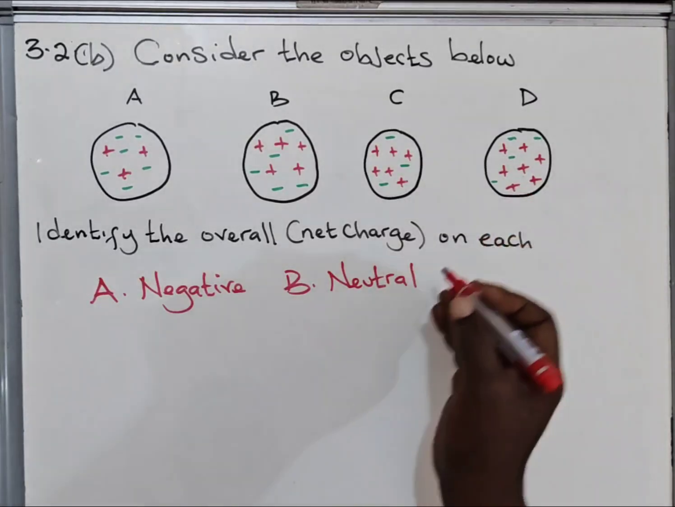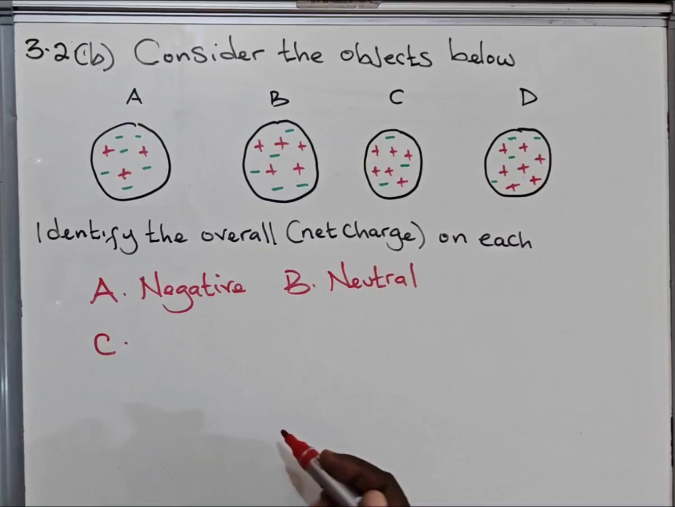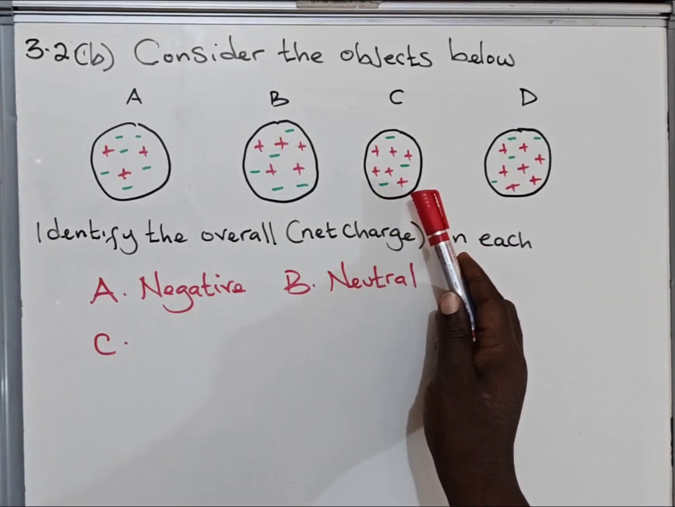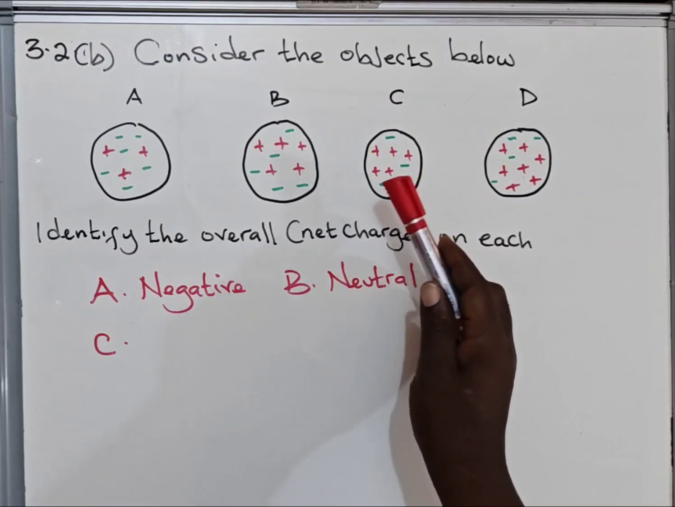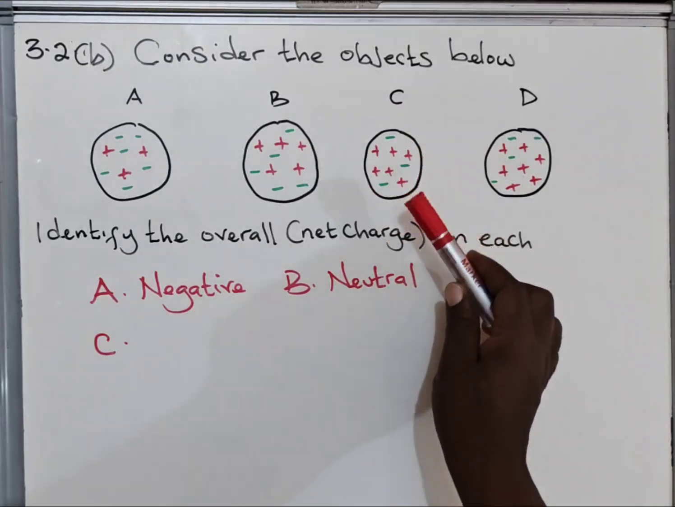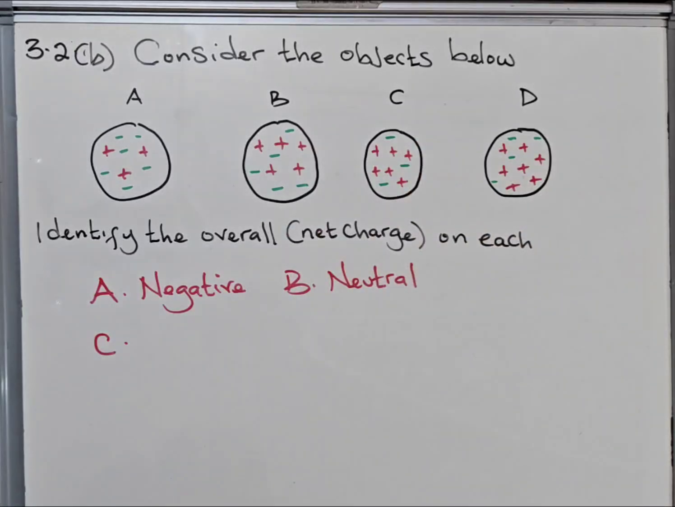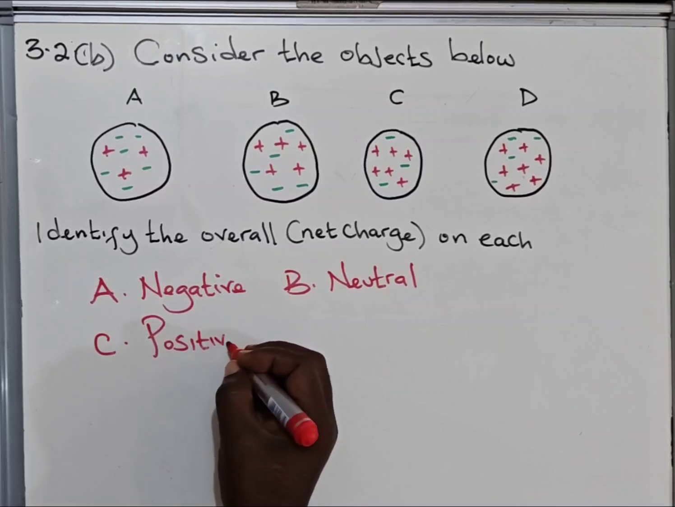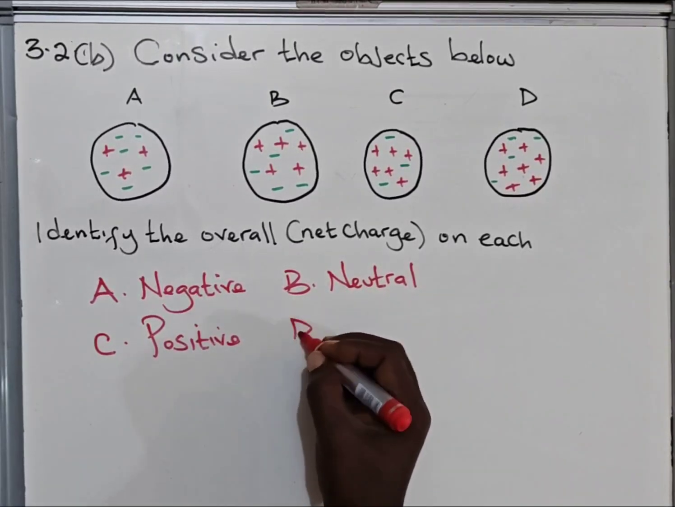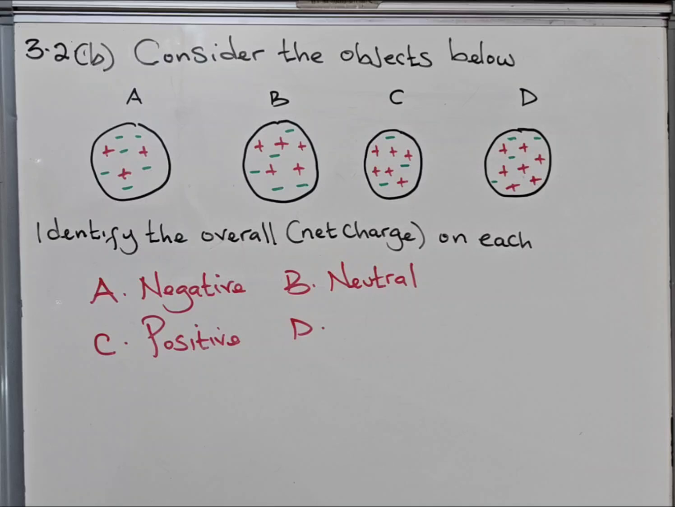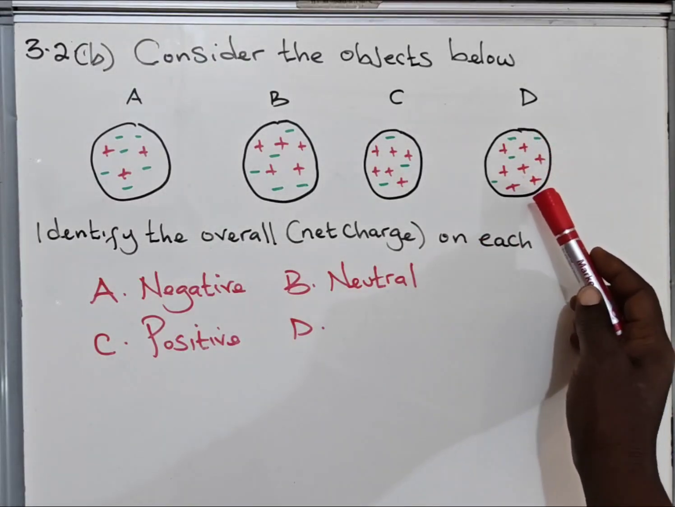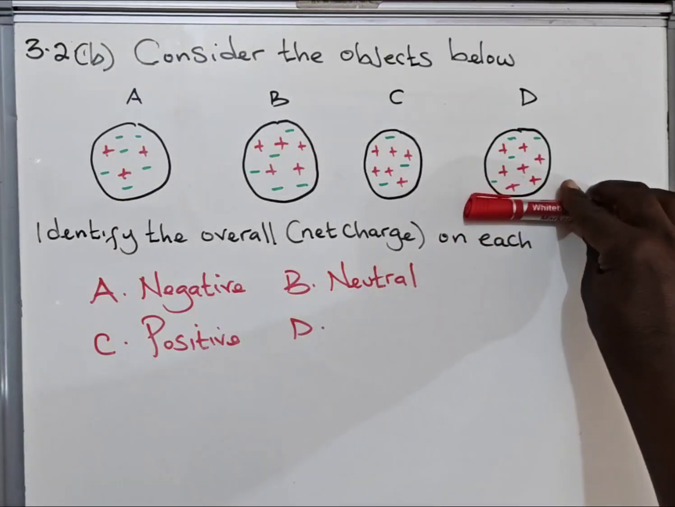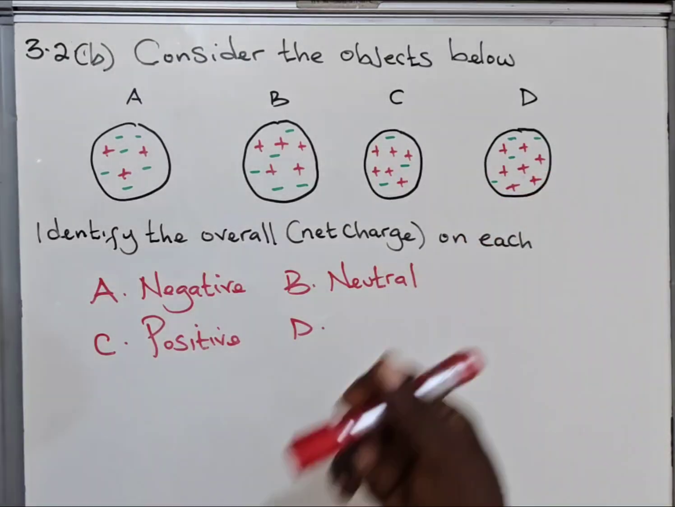Then we come to C. In C, when you do the count, you see 6 positives and we are seeing 3 negatives. So positives are more than negatives, so C is positive. We come to D. When you count the positives, there are 7 and the negatives, there are 4. So what is the net charge on D? It's positive because positives are more.